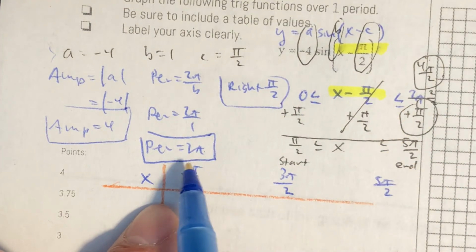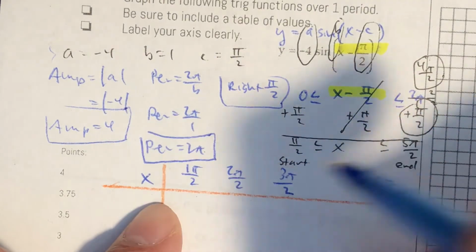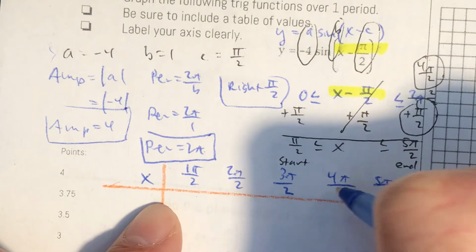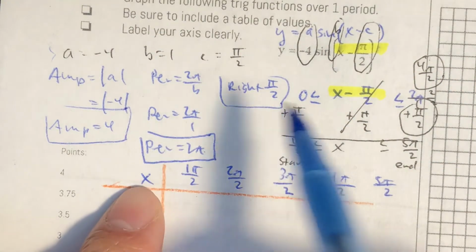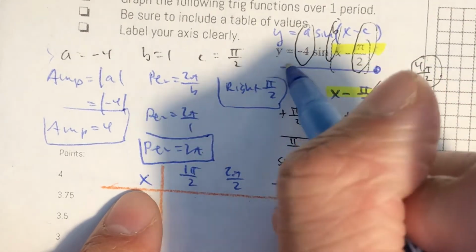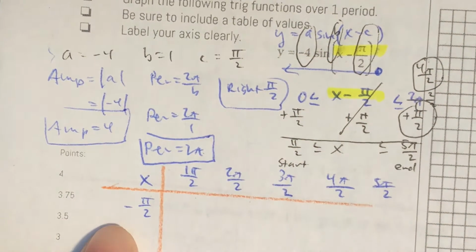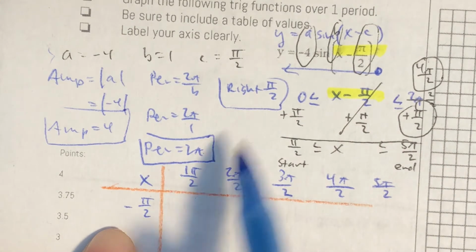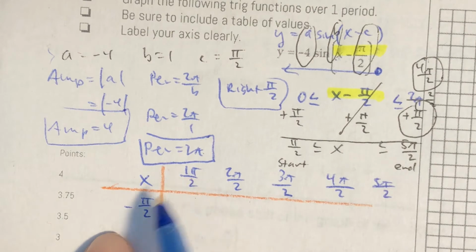And then you can just count, right? 1, 3, 5. So this is going to be a 2. And this is going to be a 4. 1, 2, 3, 4, 5. We're going to go right to left. So now I'm going to subtract pi over 2 from each of these. So it's the x value minus pi over 2.